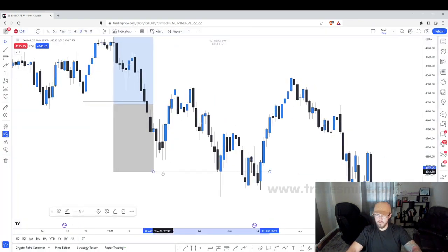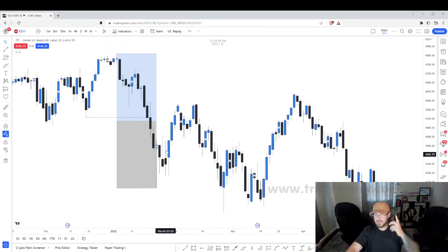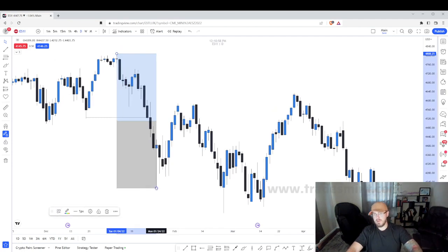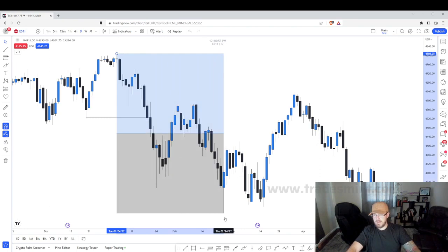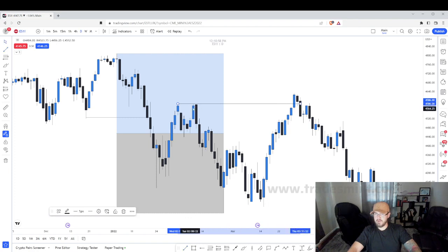So when we want to map external structure or any structure, we want to require displacement. So not only candle closes, and this is where it gets discretionary. This is just how I do it. But that to me is not displacement. This isn't displacement. This is just consolidation. So then I'm going to add all of this as one level. And now look what happens. Price comes up, takes out the equal highs in a premium. Massive sell-off.